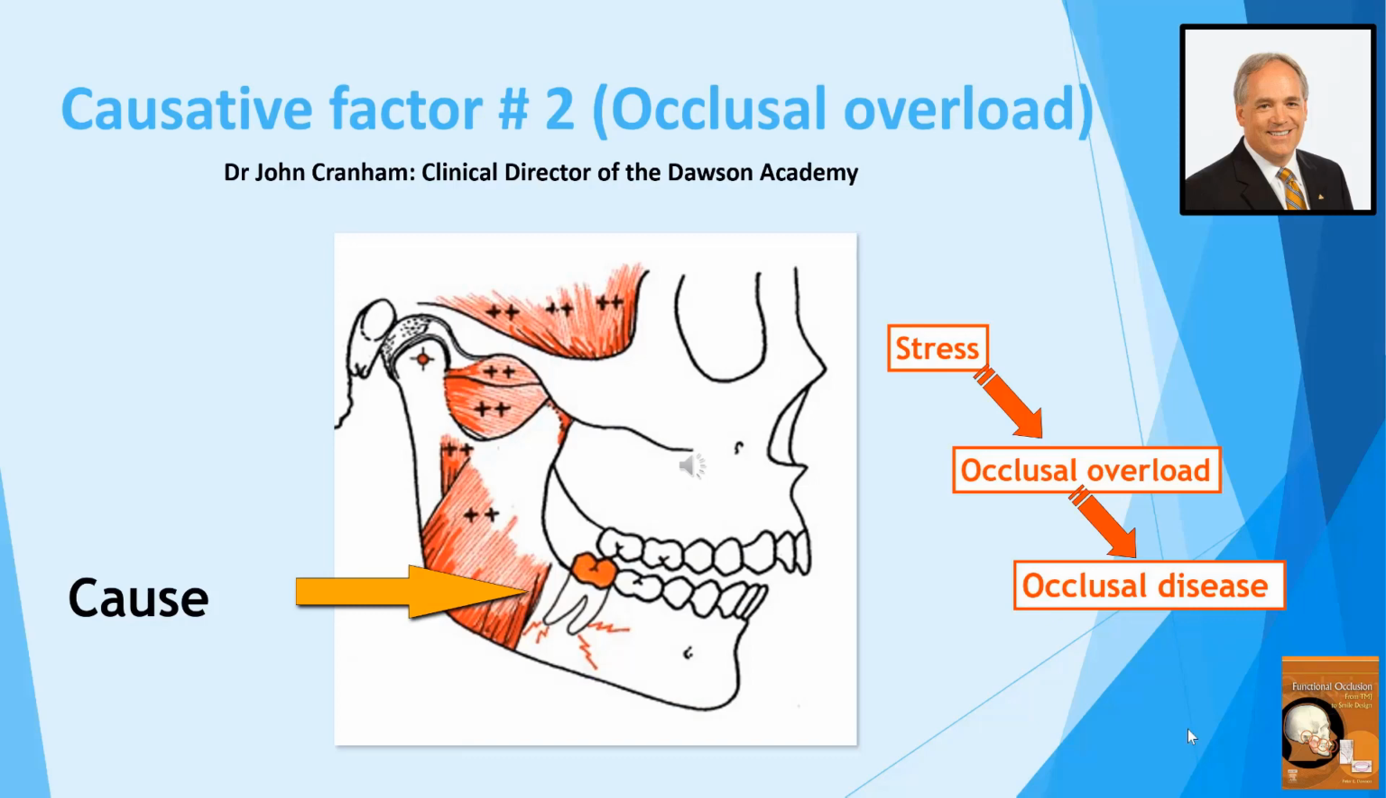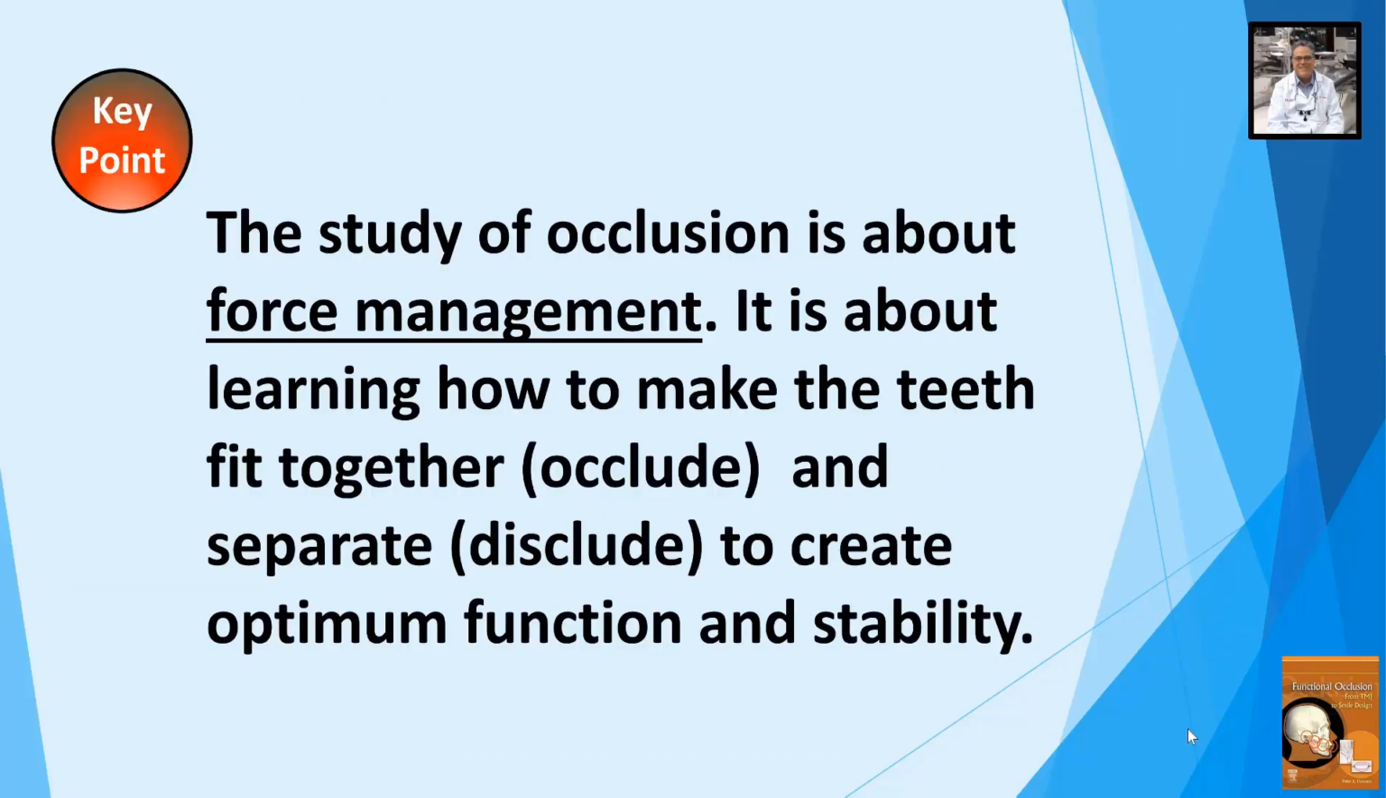And so if they're one of those folks that tends to brux and grind and parafunction, we have to start understanding there are ways that we can make the teeth fit together. There are principles that we can follow to better balance the bite and put appropriate forces on the teeth. That's what occlusion is about. That's what it is. Occlusion is the study about force management. It's about learning how to make the teeth fit together and separate to create optimum function and stability.